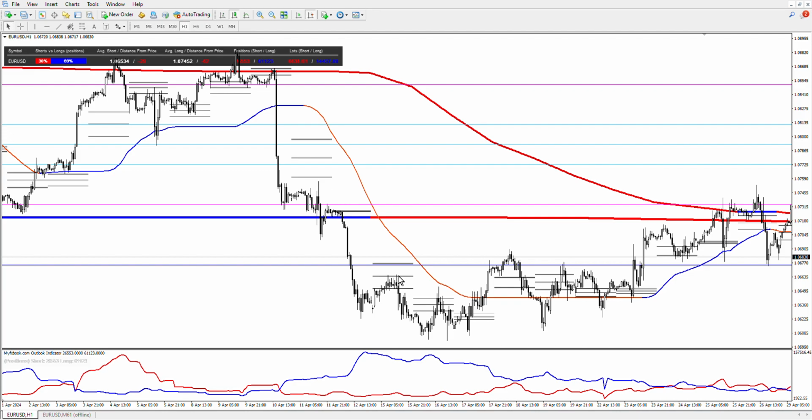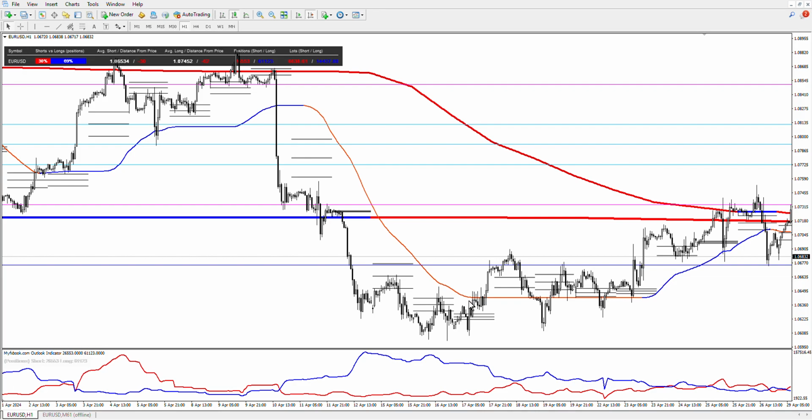Then price gave us another opportunity to go short when it pulled back to this central pivot range, another short when it pulled back here to this central pivot range. You see, it never closed above, it means it couldn't break.